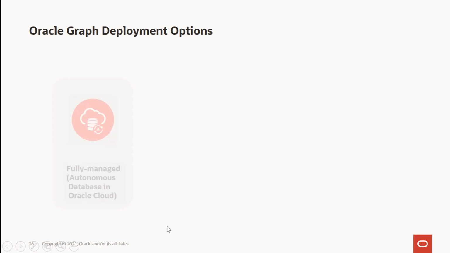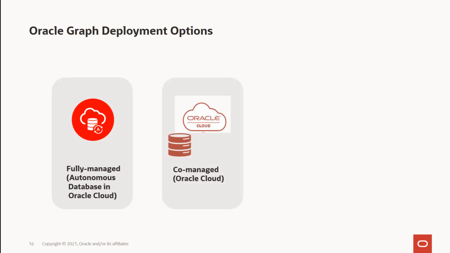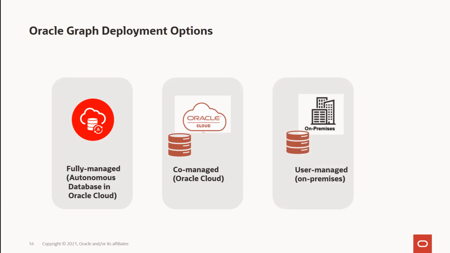So Oracle Graph can be deployed in an Autonomous Database in Graph Studio, which was what we used in the demos today. It can also be used in any co-managed environment in Oracle Cloud, or if you're using Oracle Database in any other environment, or user-managed on-premises databases as well. In short, Oracle Graph is available anywhere where Oracle Database is available.